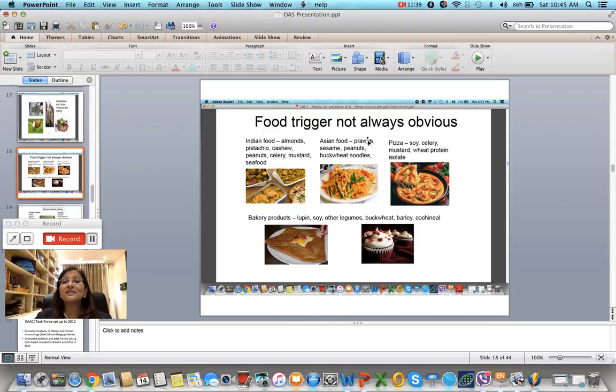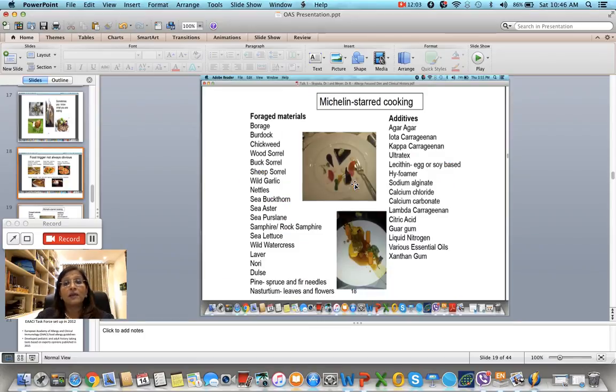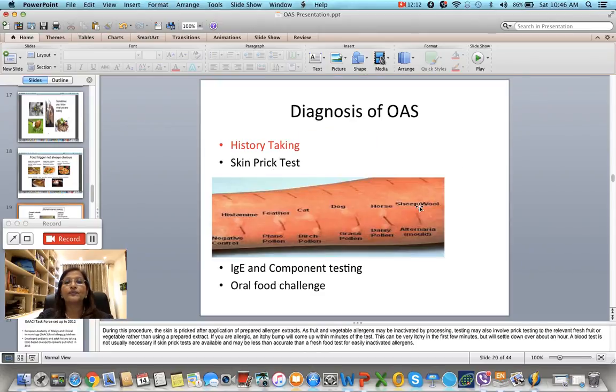However, sometimes the offending food is not obvious. For example, if you went to an Indian restaurant and had some food, you wouldn't know whether you reacted to the cashew paste in one of their curries, or the sesame seeds in Asian Oriental food. So sometimes it's not obvious. And if you went to a Michelin starred restaurant, they use so many things, and you would have no idea what you were reacting to.